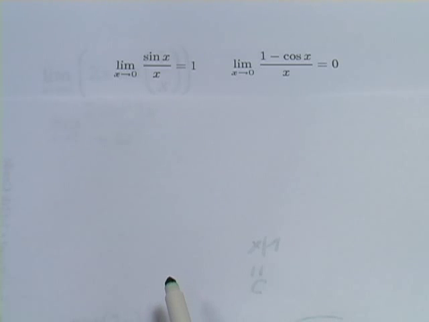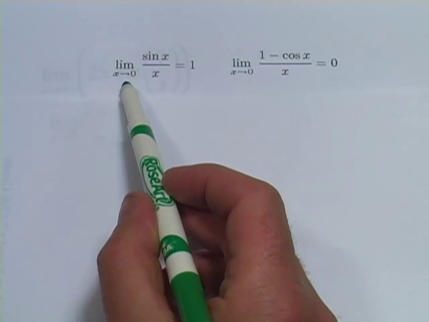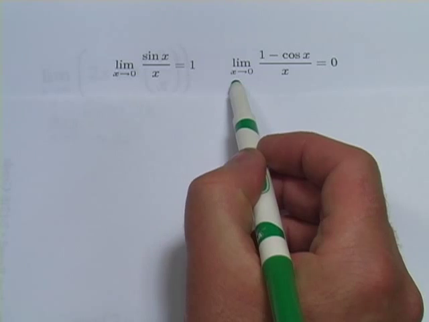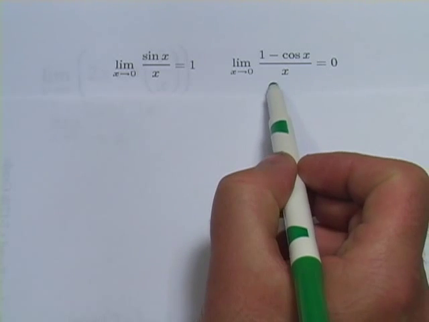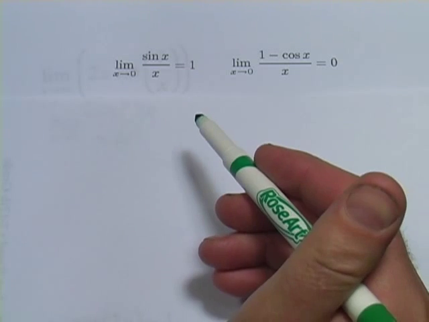Here we're going to be doing some work with some special trig limits, namely the limit as x approaches 0 of sine x over x equals 1, and the limit as x approaches 0 of 1 minus cosine x over x equals 0. Those are our special facts that we're going to start from on these.